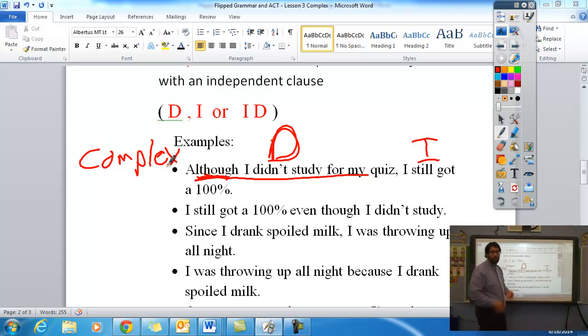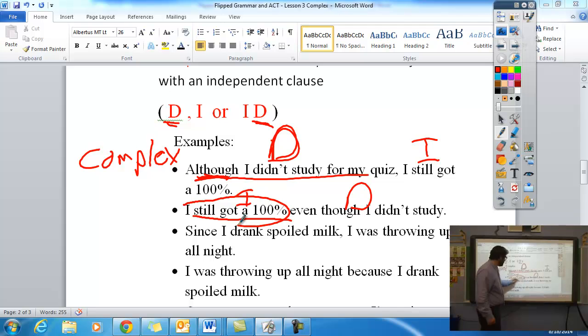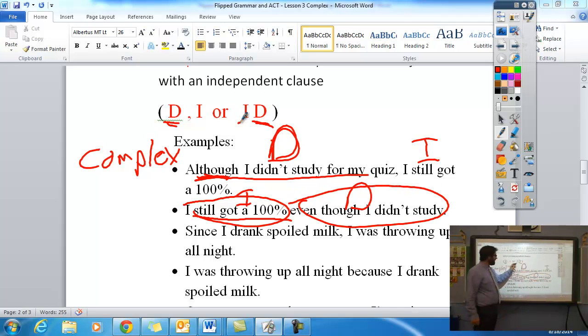And then you can flip it. With these, you can flip it. Here, the independent clause comes first. I still got a 100, even though I didn't study, right? Here, our dependent clause comes second. So you see, the dependent clause can come first, or it can come second, right? And it doesn't matter. The sentence will still have the same meaning. So I still got a 100, even though I didn't study for the test. Independent clause joined with a dependent clause, right? ID. And we've got ourselves a complex sentence.